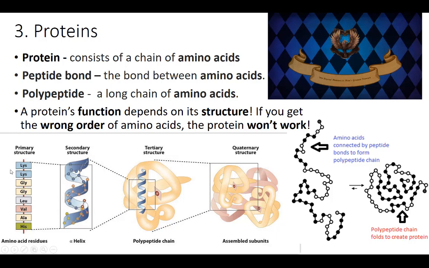Your DNA codes for which amino acid should be next in the chain. And so when we talk about DNA mutations, generally we're talking about misshapen proteins or just incorrect proteins being made. So a protein's function depends on its structure. If you get the wrong order of amino acids, simply put, the proteins won't work. So how does it happen?